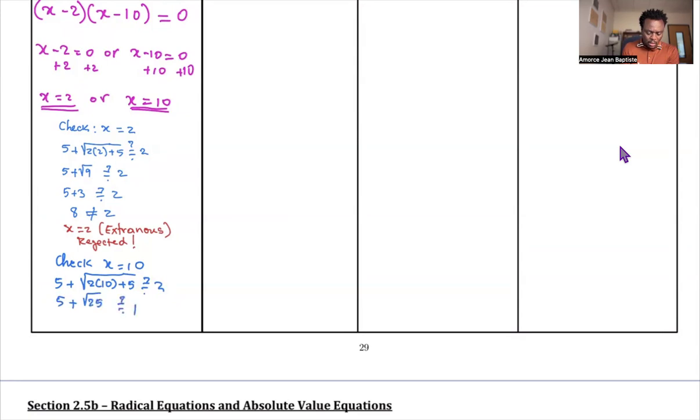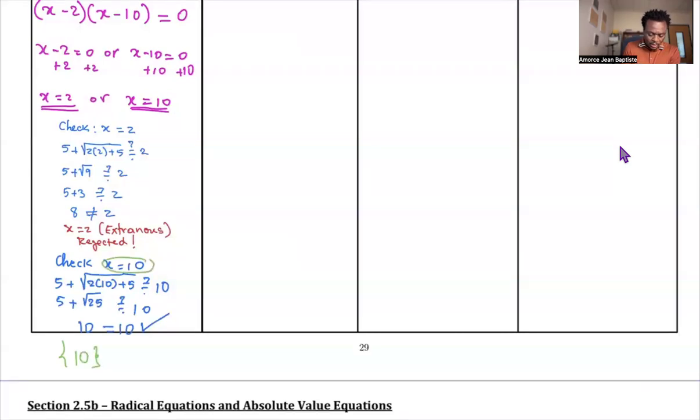Is it 10? Sorry, that's not 2. That's supposed to be 10 because x equals 10. So the square root of 25 is 5. So 5 plus 5 is 10. So 10 equals 10. This one checks. So the solution set will be just x equals 10.